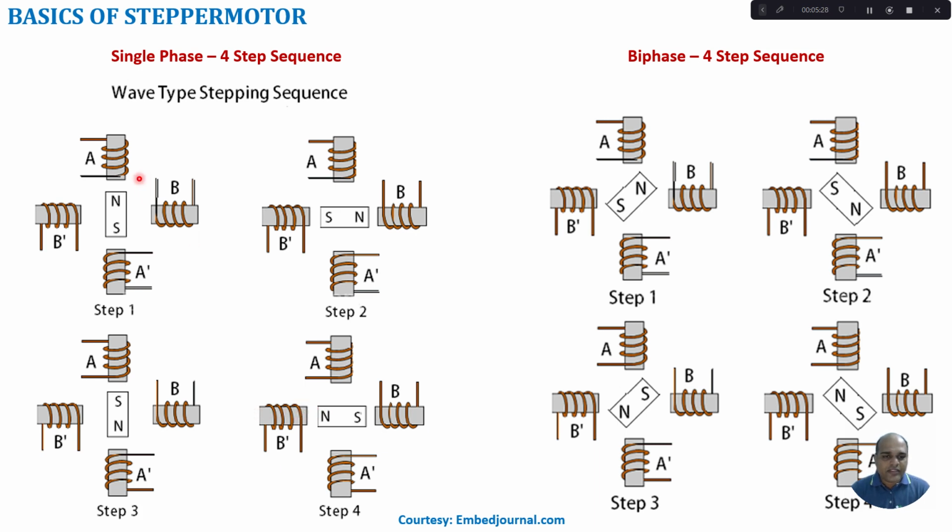So here we are exciting the coils in the sequence of first coil A is excited, next coil B is excited, next coil A dash and next coil B dash. Which means our rotor makes a clockwise rotation.